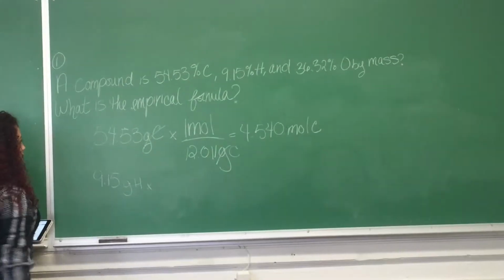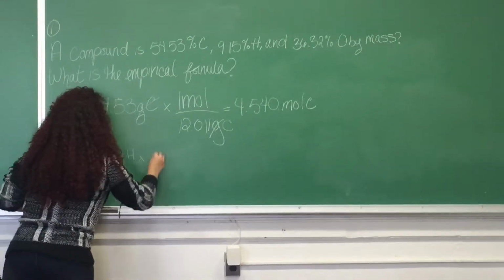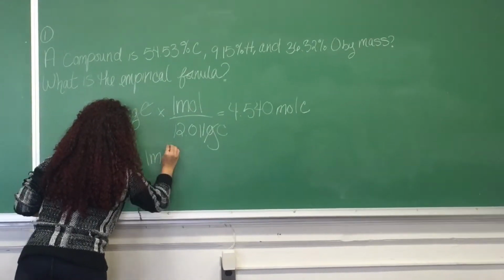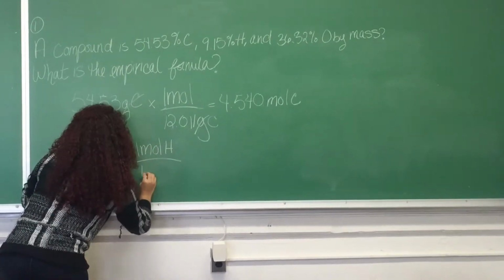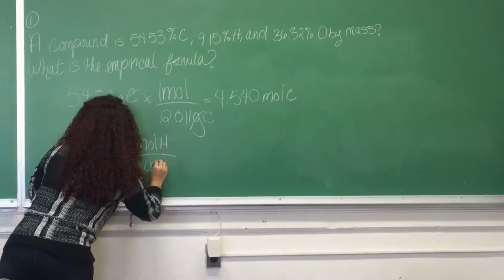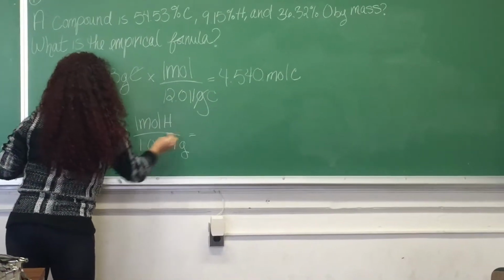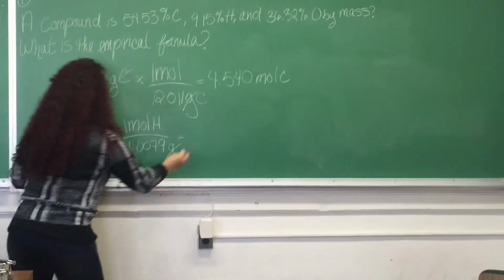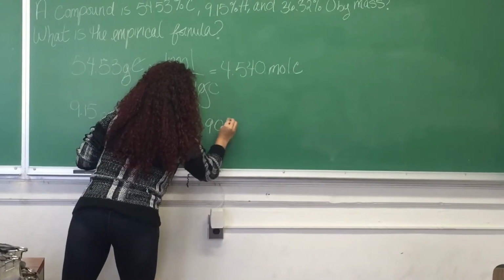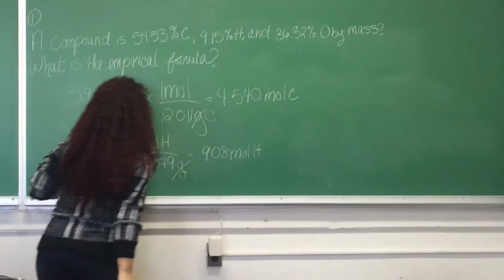So now we'll start with hydrogen. We have 9.15 grams of hydrogen times 1 mole of hydrogen over the mass, which is 1.0079 grams. Make sure that our grams cross out. And when we divide, we get 9.08 moles of hydrogen.